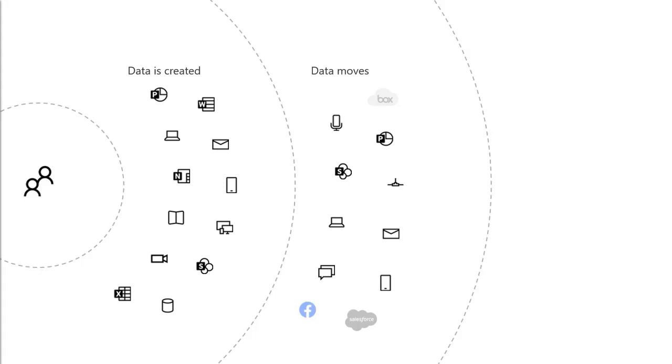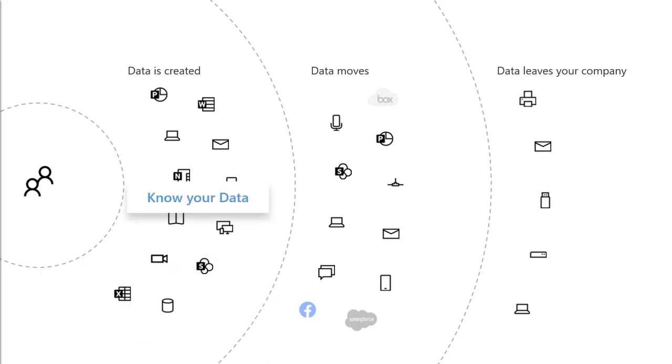And then finally, data leaves your company. So, things like email communications, sharing of SharePoint data, sharing of OneDrive data, sending attachments via email, printing things out, pen drives, various methods by which things leave our company.